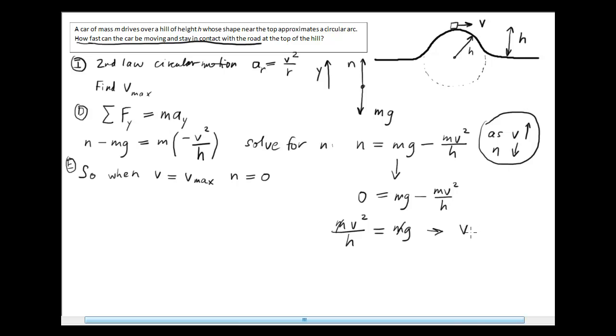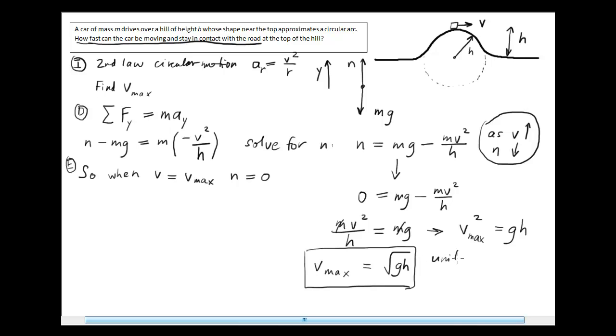So this tells me that v max, I'll call it v max now because that's the condition for the normal force to go to 0, v max is equal to the square root of gh. And I don't have any numbers given, so that's basically as far as I can go with the answer.